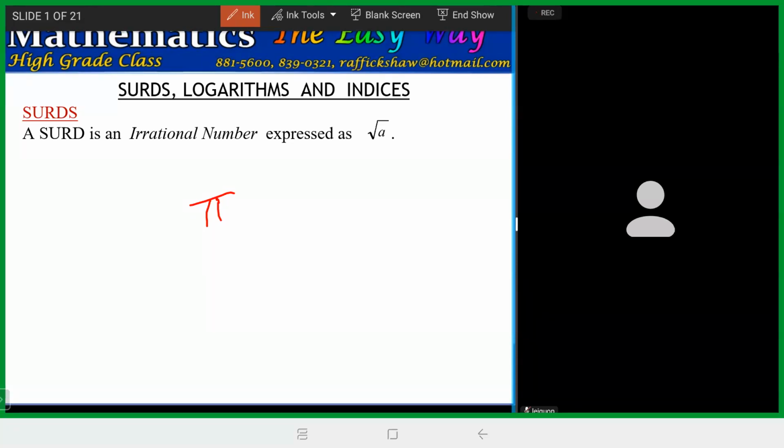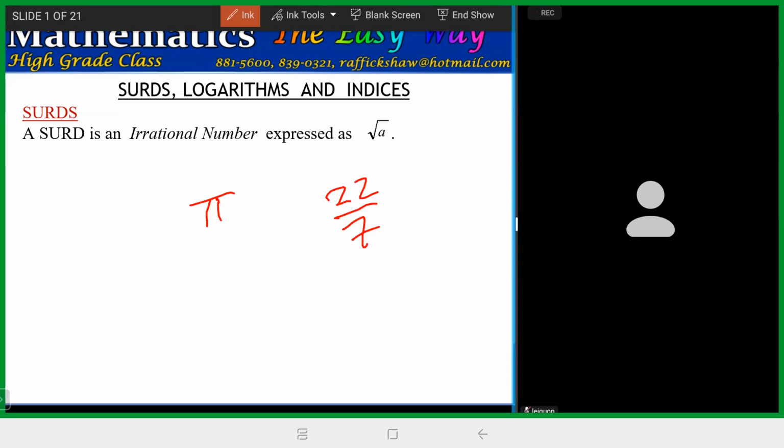Now, pi is actually an irrational number. There's just a close estimate to pi, which is 22 over 7. But 22 over 7 is just an approximation of the value of pi to a certain number of decimal places. But pi actually is an irrational number.